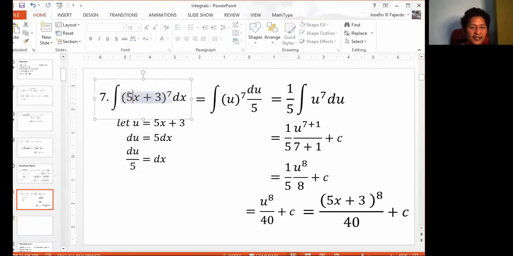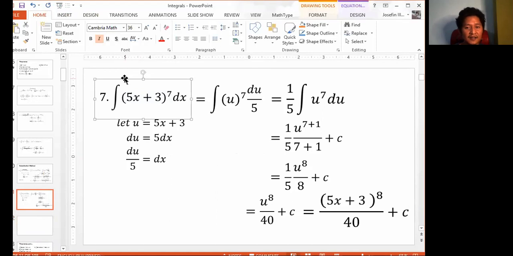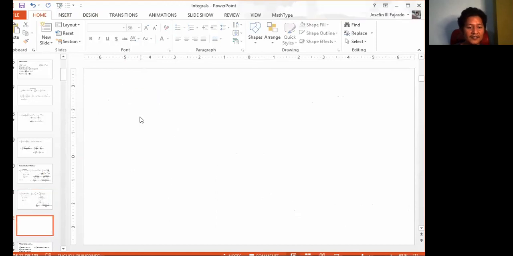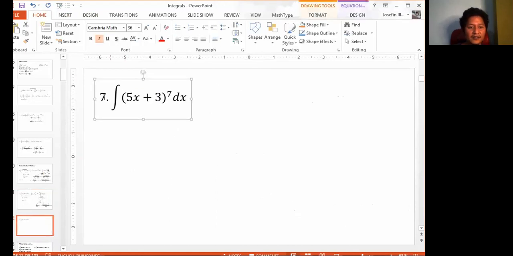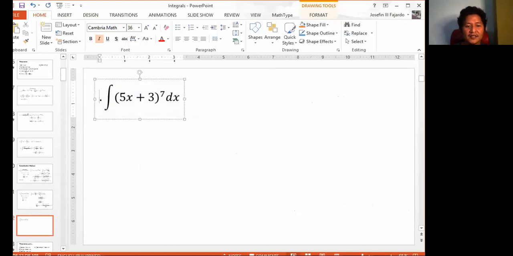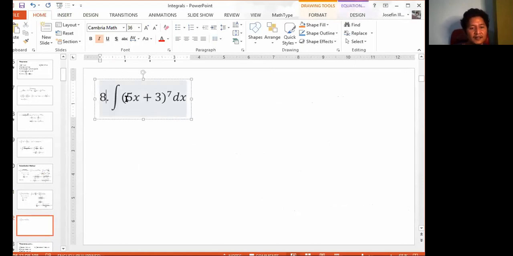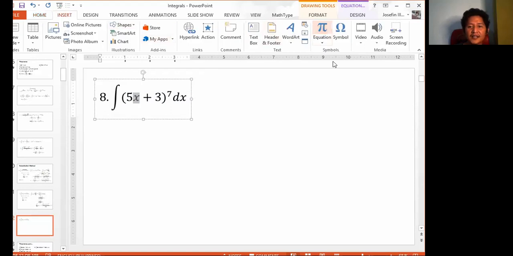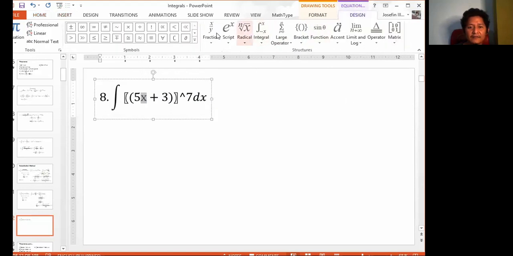Para same font lang, same style. Okay, are you ready, guys? Let's have one more. 8. And then let's have palitan natin to ng nangyari.